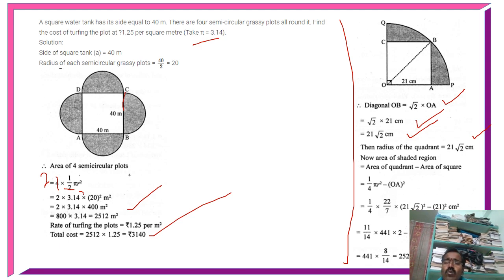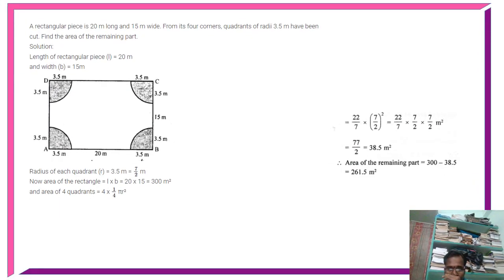So 21 root 2, substitute in area of quadrant minus area of square. The quadrant formula is 1 by 4th part of a circle, 1 by 4 pi r square, minus side square. Substitute, simplify, we get 441 into 8 by 14. Cancellation is your way, students. Keep this in mind, and we get 252 centimeter square. Next, let us go with the next slide, students.